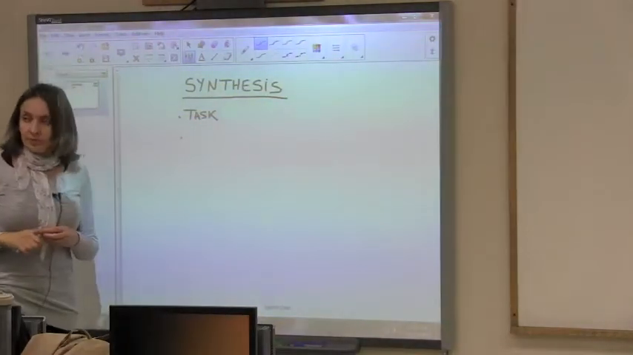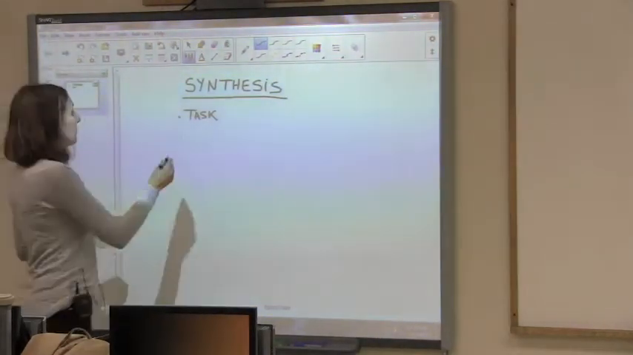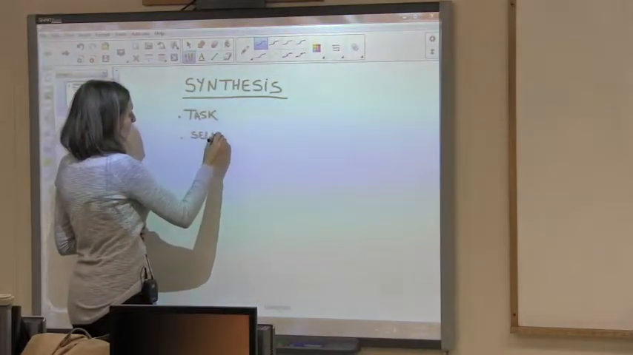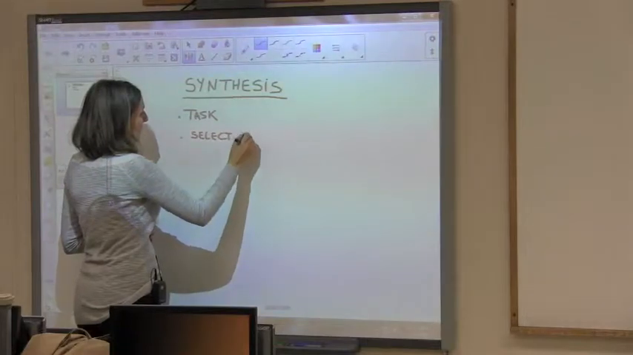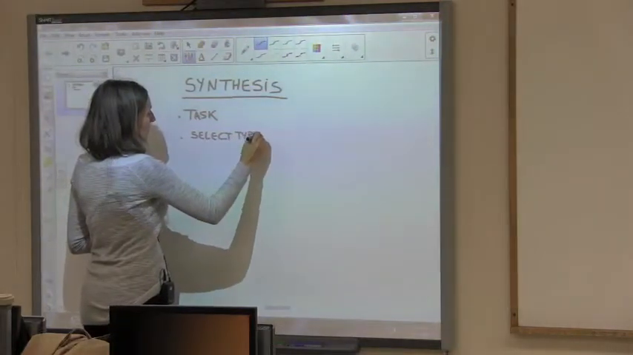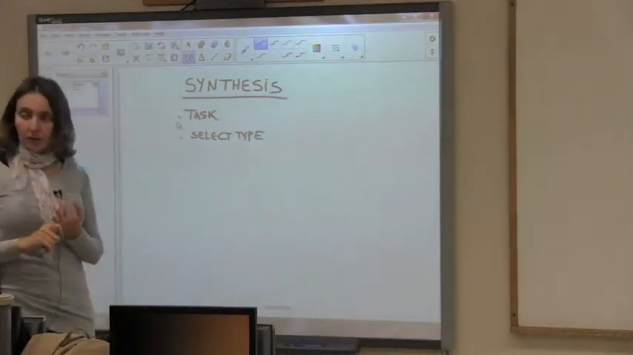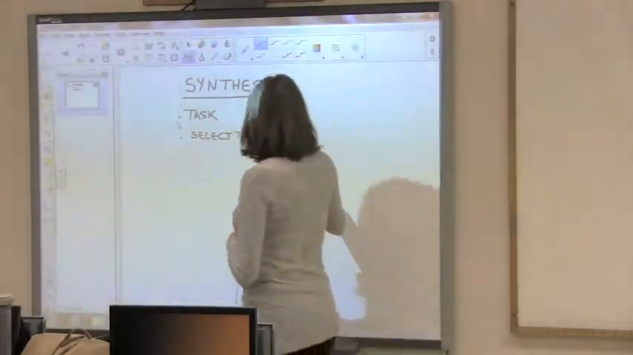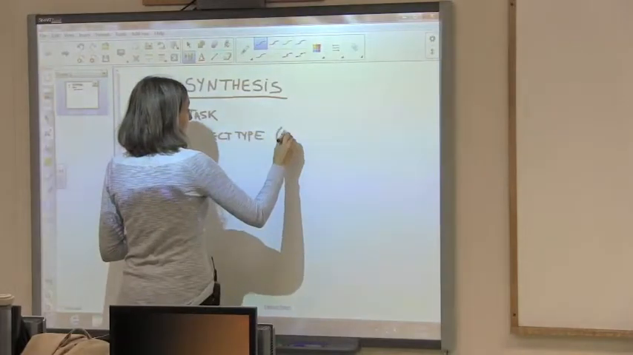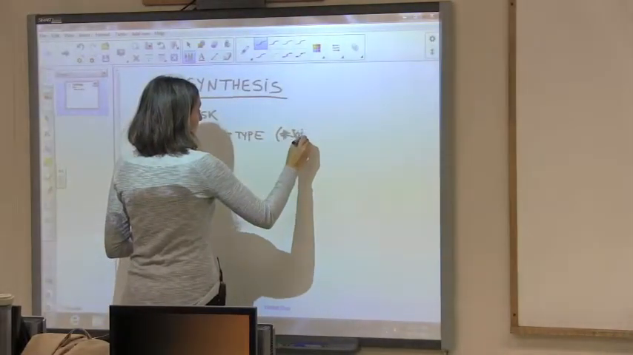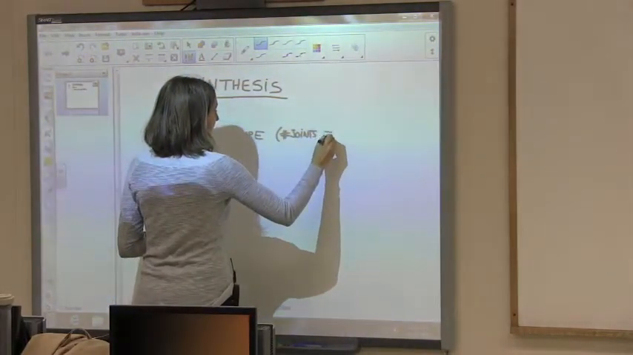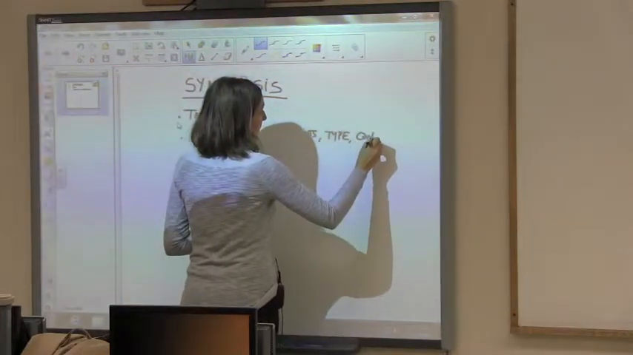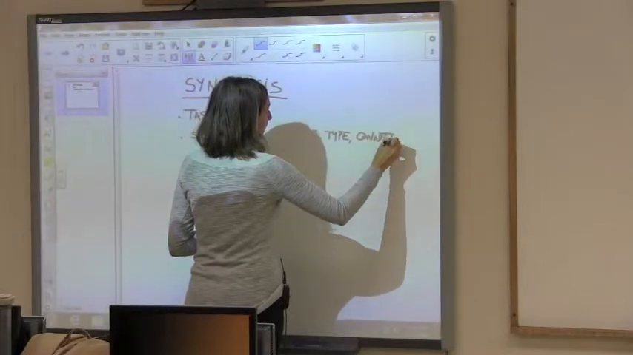Second point would be to select the type. The type means number of joints, type of joints, connectivity between the joints.